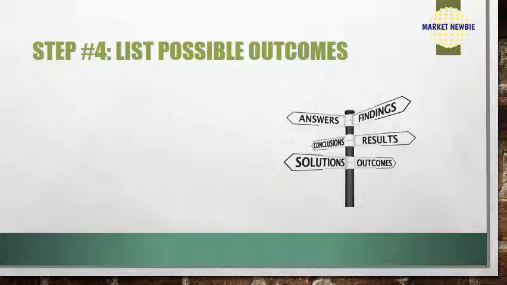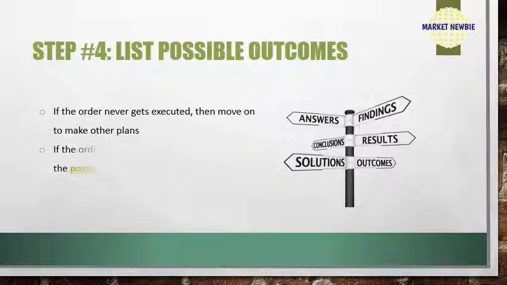Step number 4, list potential outcomes. If the order never gets executed, then move on and make other plans. But if it does, what should we do next? We should check and see what the possible outcomes are. Now, let's take a look at the possible outcomes of Lisa's situation.